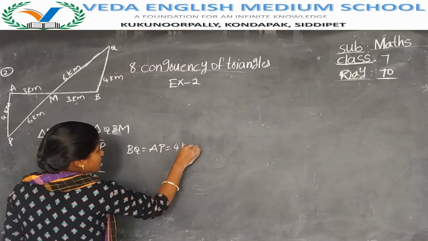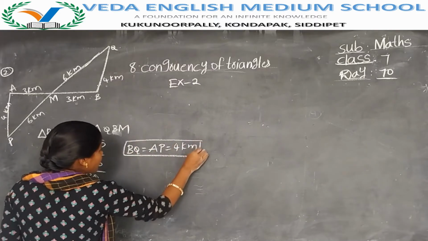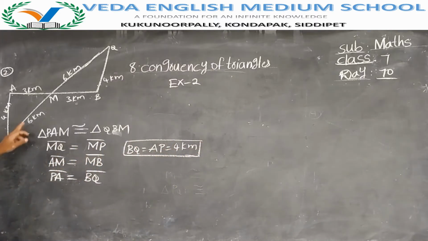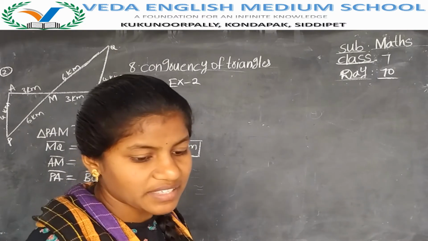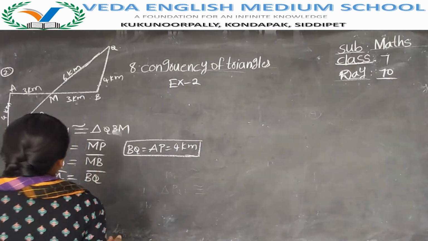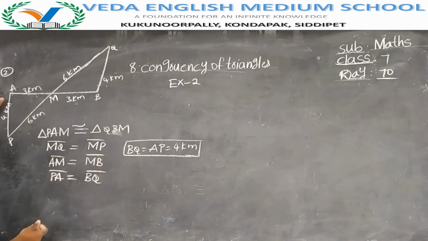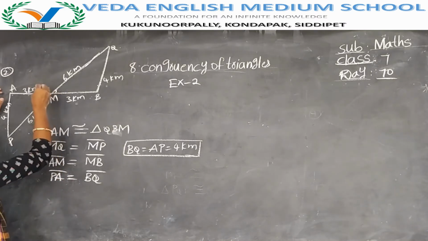Now these two triangles are equal. Why are these two triangles equal? Because based on the sides, these two triangles are said to be equal. Then based on the angles also, these two triangles are equal. How are they equal based on the angles? Angle M falls on angle M only.